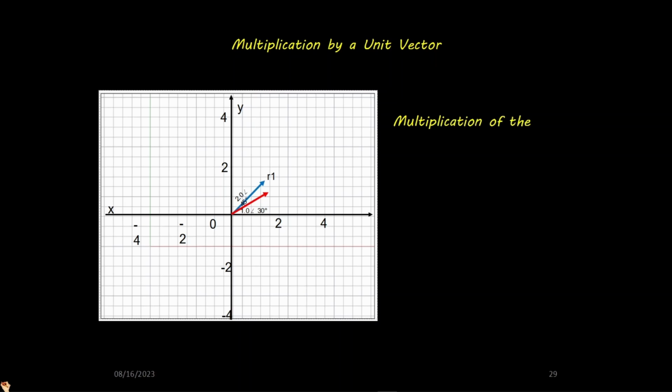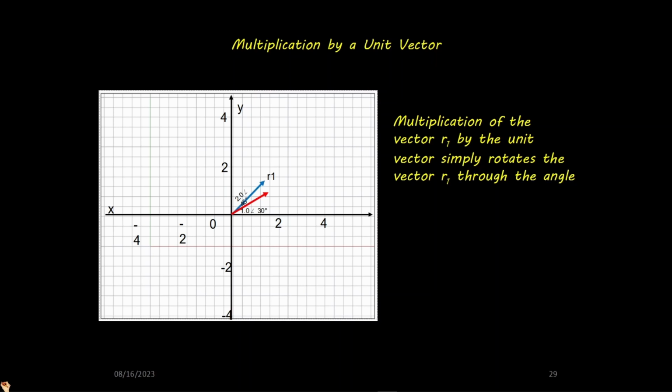Multiplying the vector r1 by a unit vector simply rotates the vector r1 through the angle of the unit vector. Multiplied by a unit vector, 1 at 30 degrees, simply rotates r1 by 30 degrees for a vector of 2 at 75 degrees. It simply changes the direction of r1.